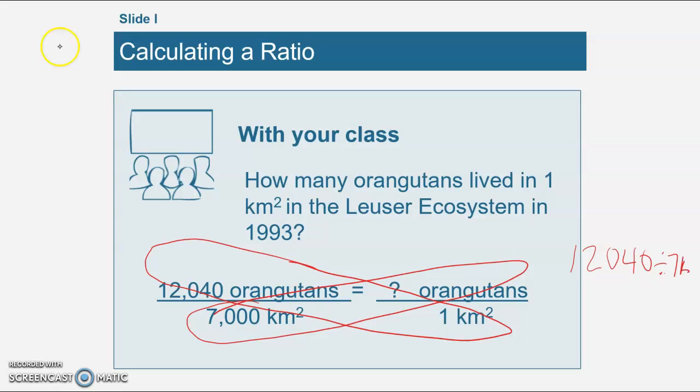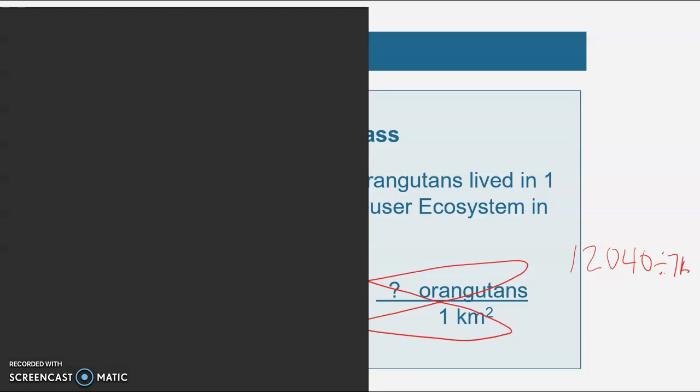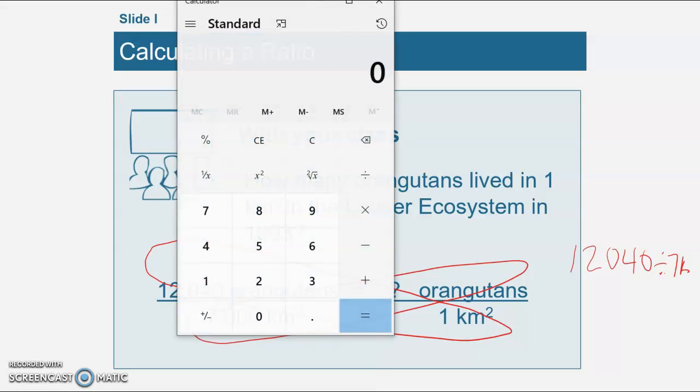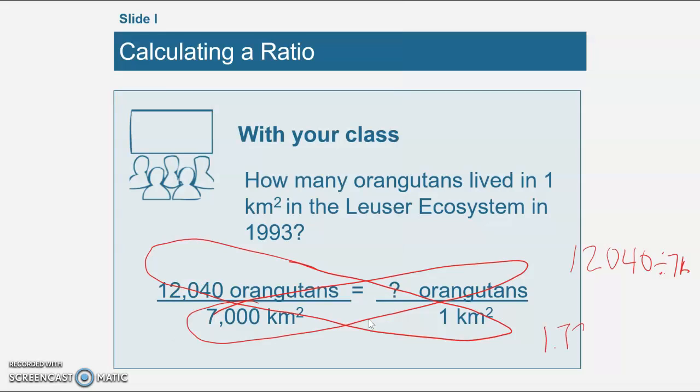I wonder what that is. And you have a great calculator feature that is built in, right? So let's head on out to that calculator. Let's do some division. 12,040 divided by 700 equals 1.72 orangutans per square kilometer.